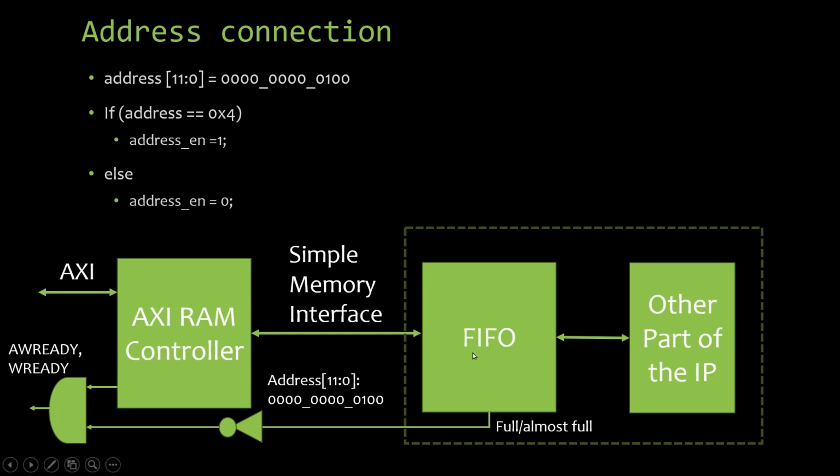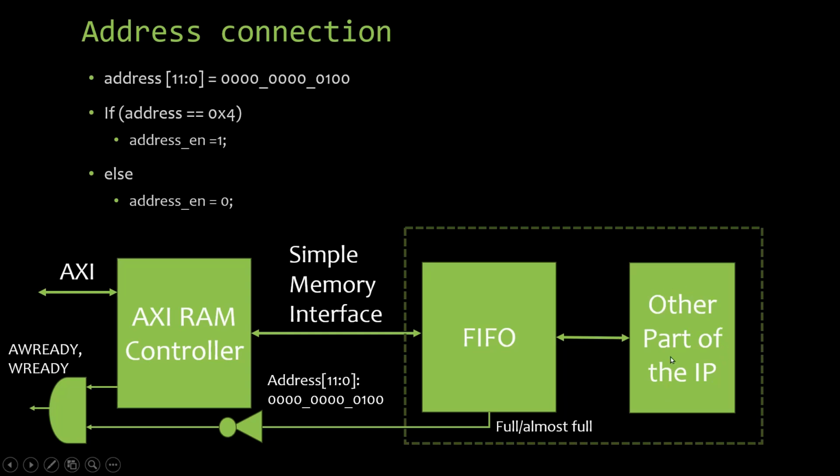Friends, so far we have seen how the data will be written inside the FIFO through this AXI interface, through this simple memory interface. So that was using the write side of the FIFO. Once the data is written inside the FIFO, the read side of the FIFO will become active, which is interfacing with the other part of the IP.